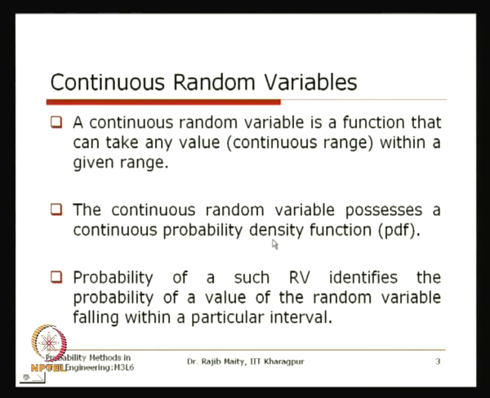Now, the probability for such random variables identifies the probability of a value of the random variable falling within a particular interval. So, this is basically the difference between the discrete and the continuous random variable. Here, as we are talking about a density function, at a particular value of this random variable the PDF gives the density. When we talk about a small interval, the area below that PDF is the probability. So, one small interval is needed to define the probability for that random variable falling within that particular interval.